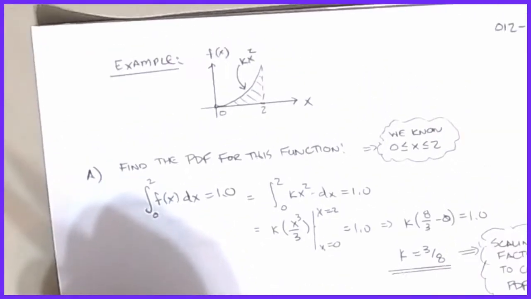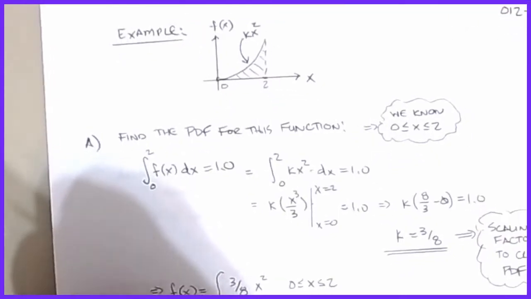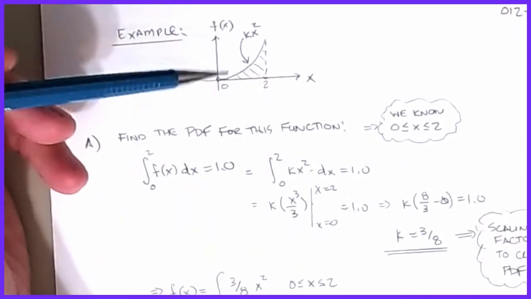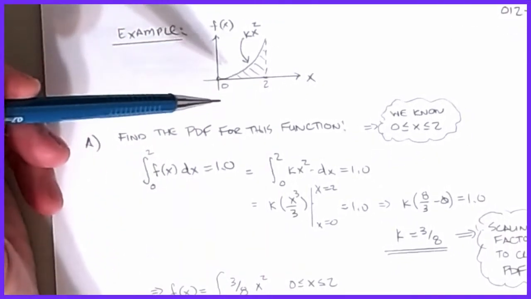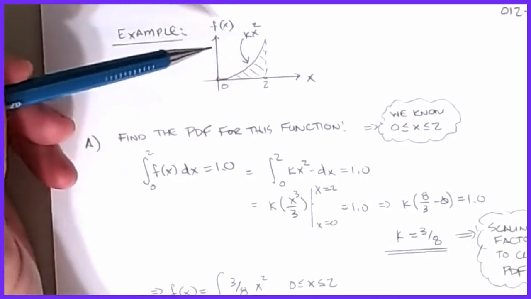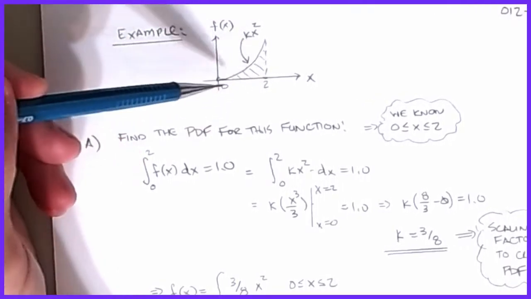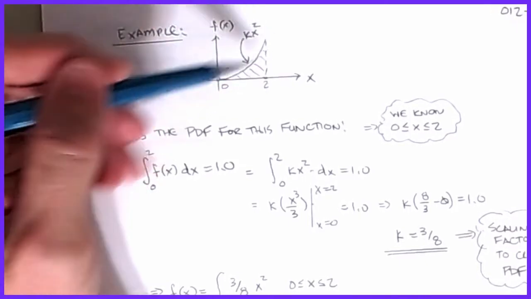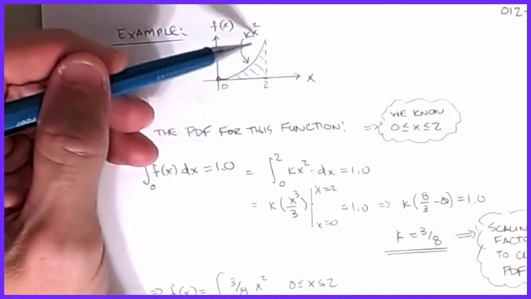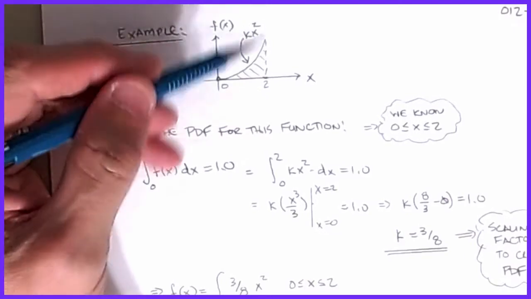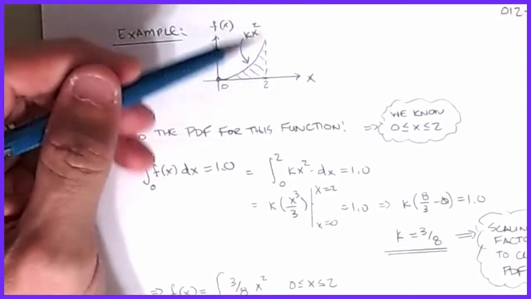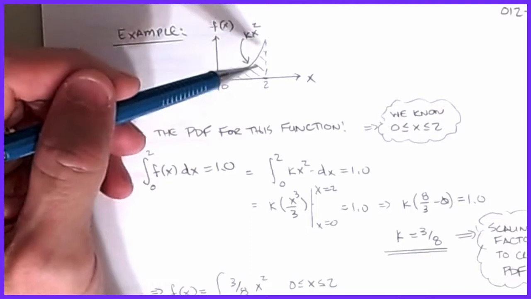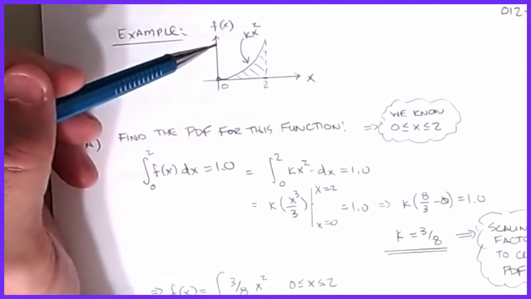So let's give one a try and see what we can come up with. What we have here is a basic function I've defined and plotted as a PDF, that lives between 0 and 2, and it's a parabolic curve that has a constant k times x squared. Based on some data that I've collected, this is the curve that fits that data the best.